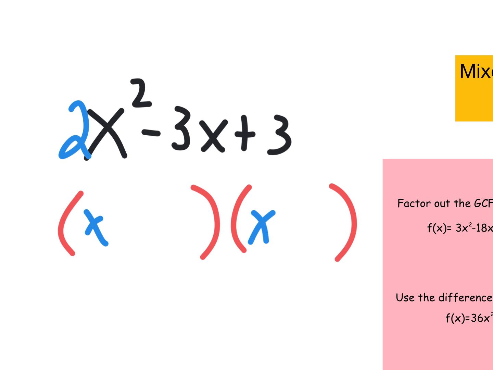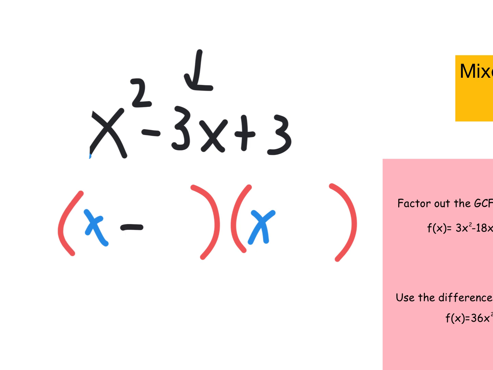Like if there had been a 2 in front, x times x would have made just x squared. That wouldn't have worked. But you check and see, does x and x work? Because it usually does. X times x makes x squared. Cool. Then I always look and see, is there a negative in the problem? Yes, so you put a negative here.